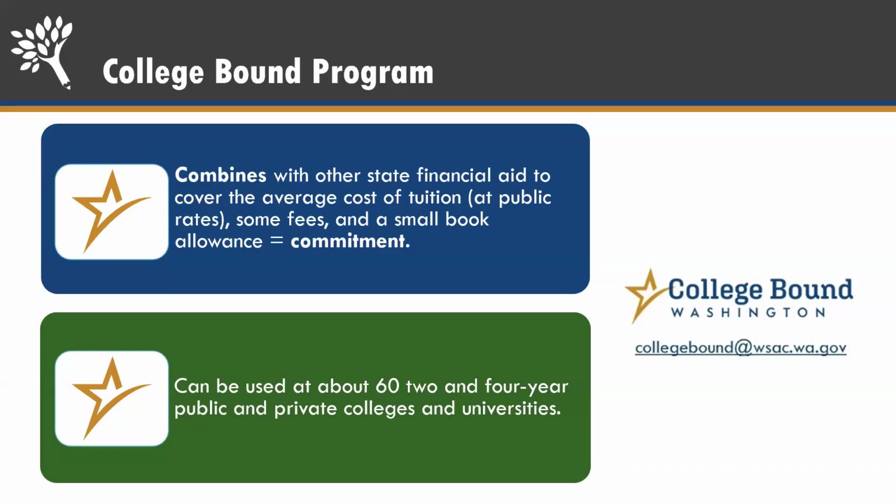So I always tell students, again, the whole thing with College Bound is to dream big. Look at all of their options. And so I encourage students to see what is the best fit for them, because it can be used at about 60 schools in Washington State, and that is 2 year, 4 year, public and private.